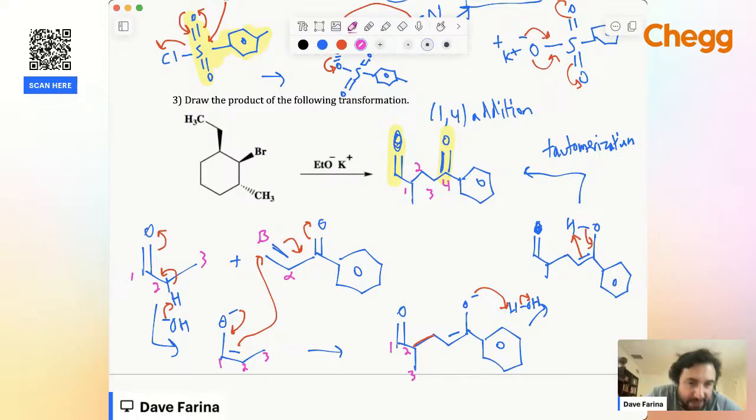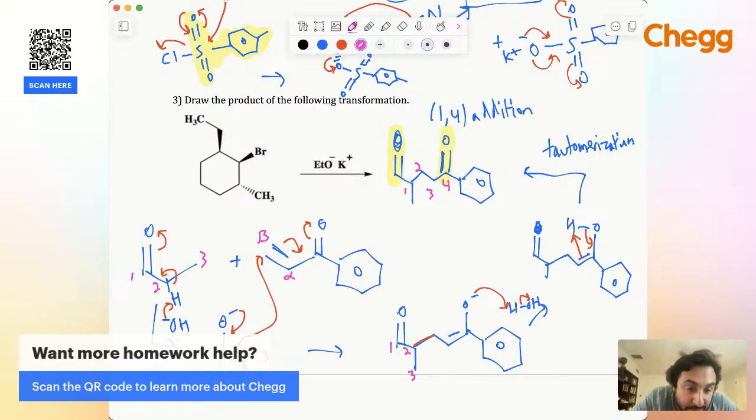Tommy asks, what is the percent yield of this reaction? This is totally hypothetical, right? You'd have to measure your product at the end. You'd have to know the mass of your starting material and the mass of the product that you collect.